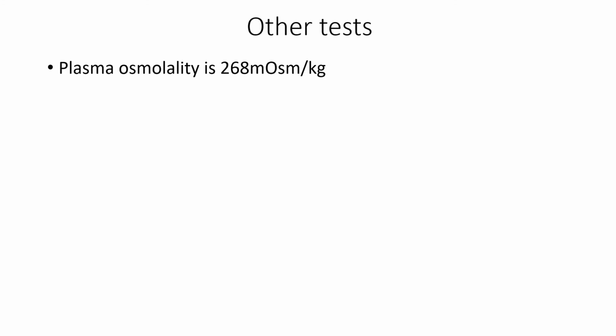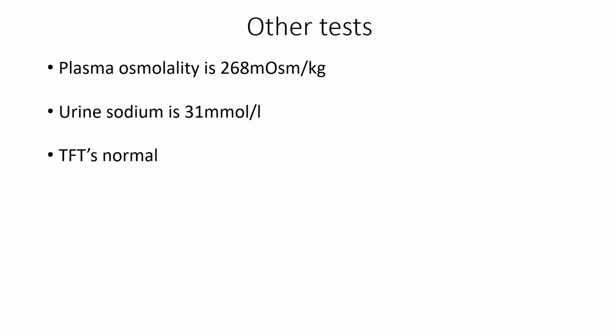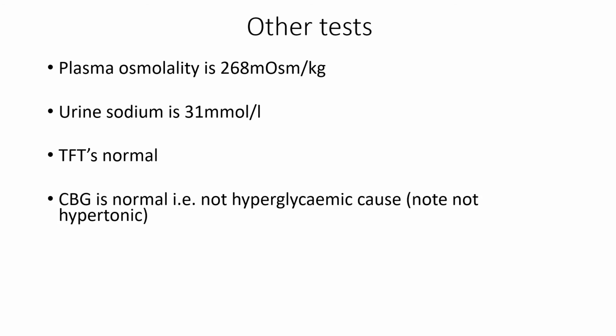His plasma osmolality is low, so he's hypotonic. His urinary sodium is a little bit high at 31. Thyroid function is normal. His capillary blood glucose is normal, so this isn't a hyperglycemic cause, and this is further supported by the fact that the osmolality shows he's not hypertonic, as you would expect in hyperglycemic hyponatremia. His INR is 1.2. So let's have a look at the algorithm.